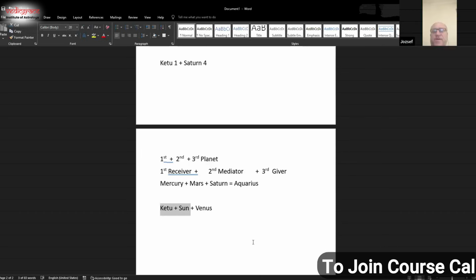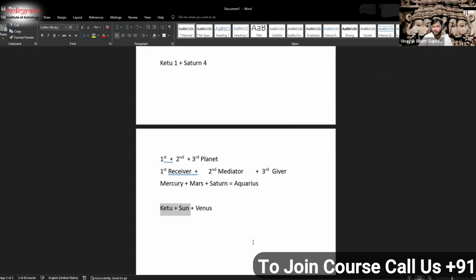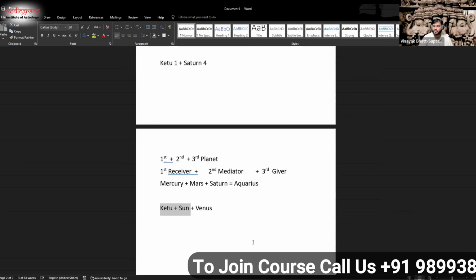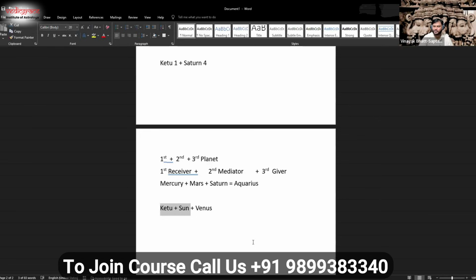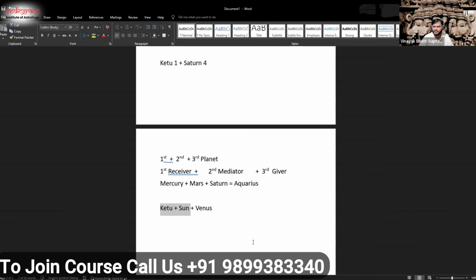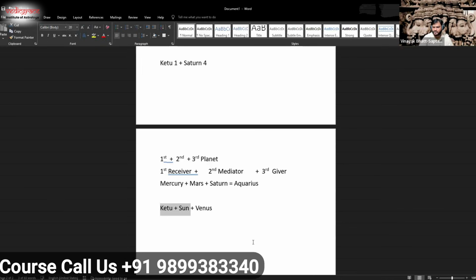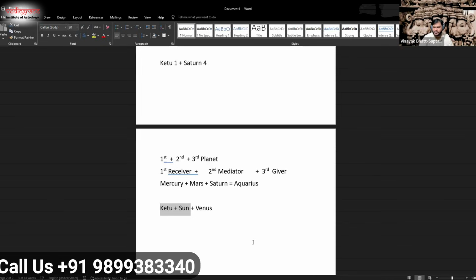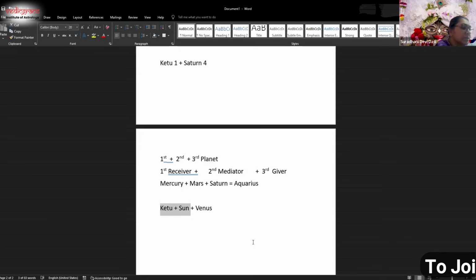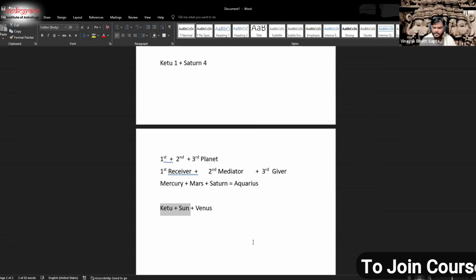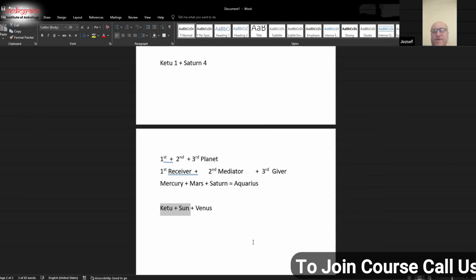You need to be very careful when you predict about Ketu. Obviously Ketu will give many bad results, but parallelly Ketu is one of the biggest achievements that the native can achieve. And this Ketu Sun combination is one of the best combinations to achieve the highest position in life, but it depends on the sign where it is happening.